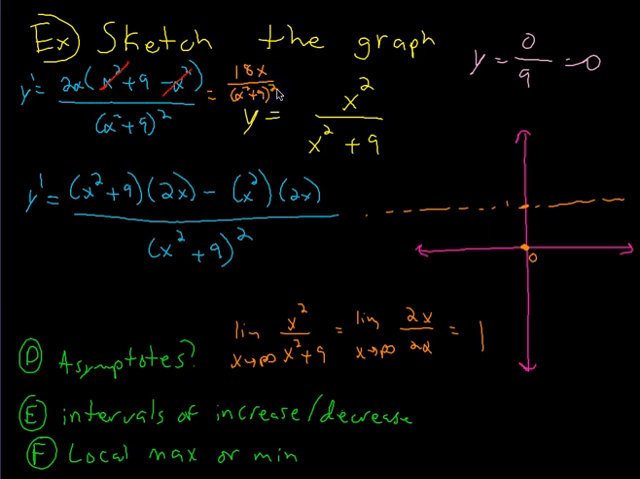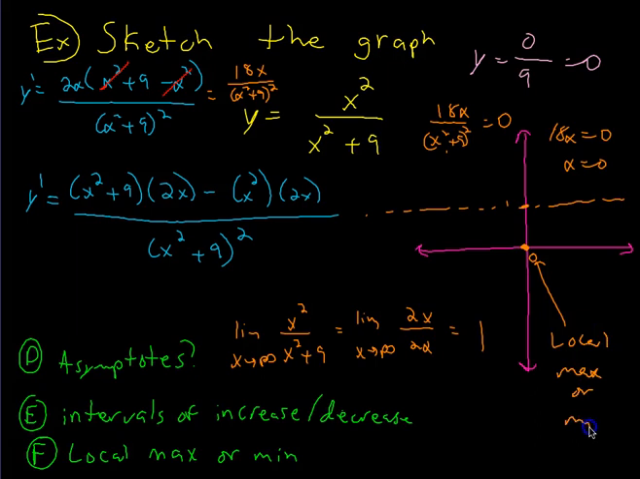So that's y prime. If I want to find my local max, I can set that equal to 0. So I'm going to set 18x over x squared plus 9, quantity squared equals 0, because I'm looking for horizontal tangents. When you solve that, this bottom denominator times 0 gives you 0, so it's going to be 18x equals 0. So x has to be 0. So this is also a local max or min.